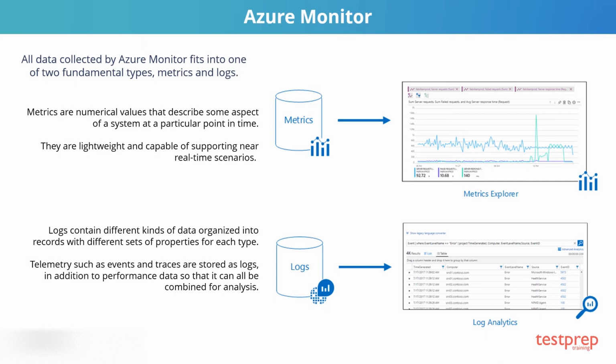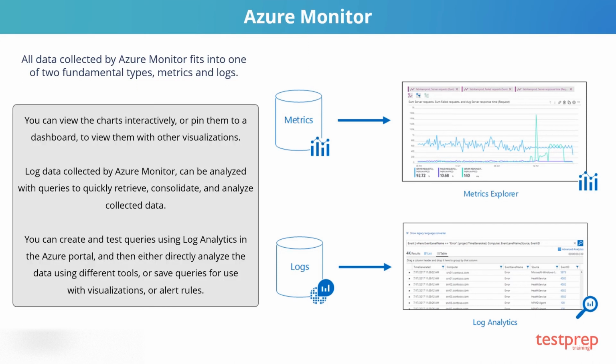For many Azure resources, you'll see data collected by Azure Monitor right in their overview page in the Azure portal. Have a look at any virtual machine, for example, and you'll see several charts displaying performance metrics. You can view the charts interactively, or pin them to a dashboard to view them with other visualizations.